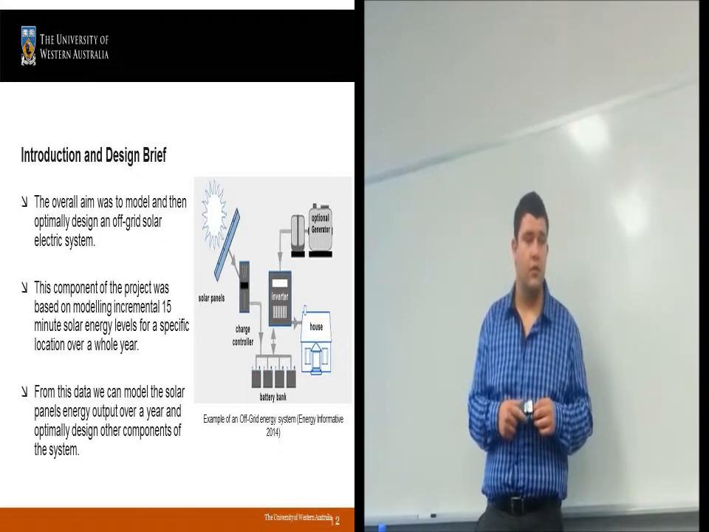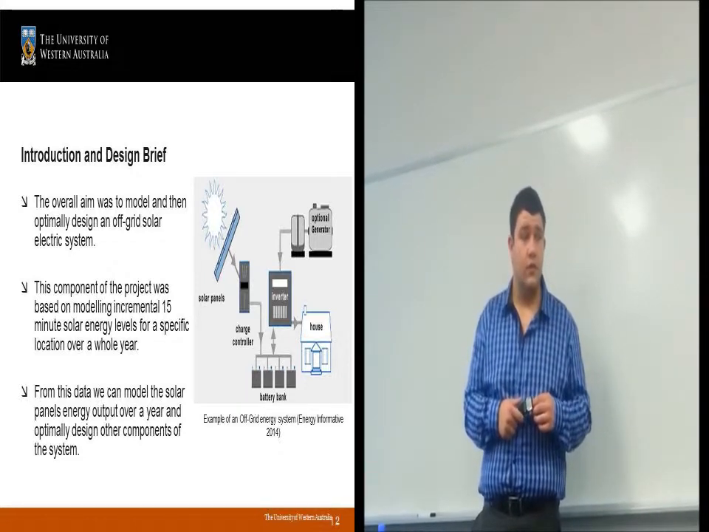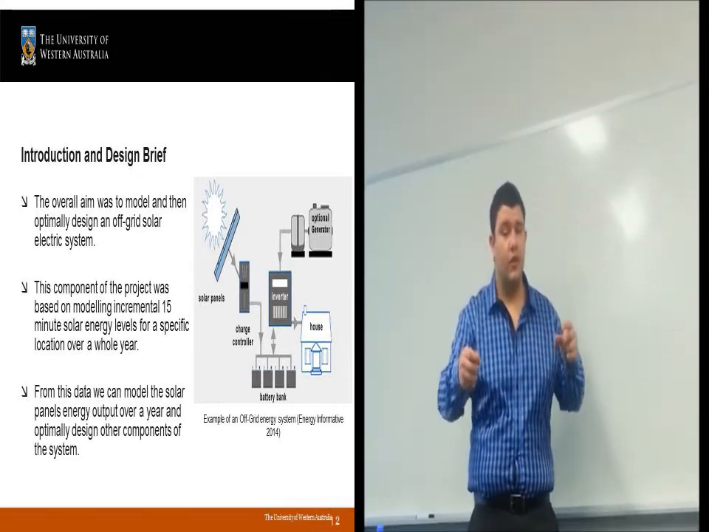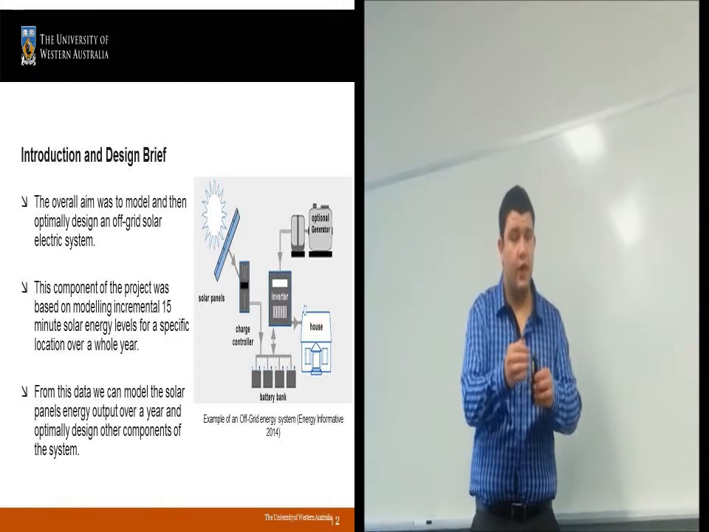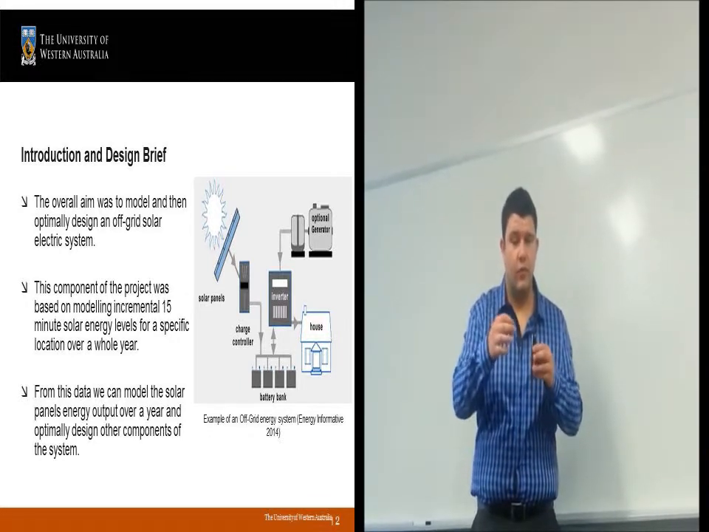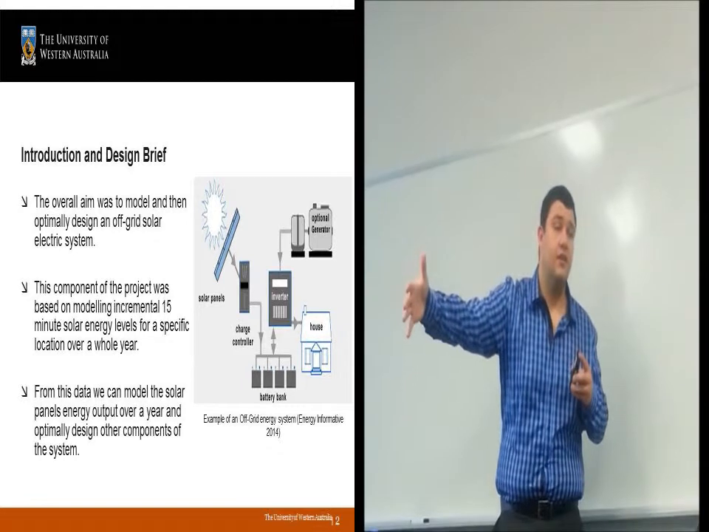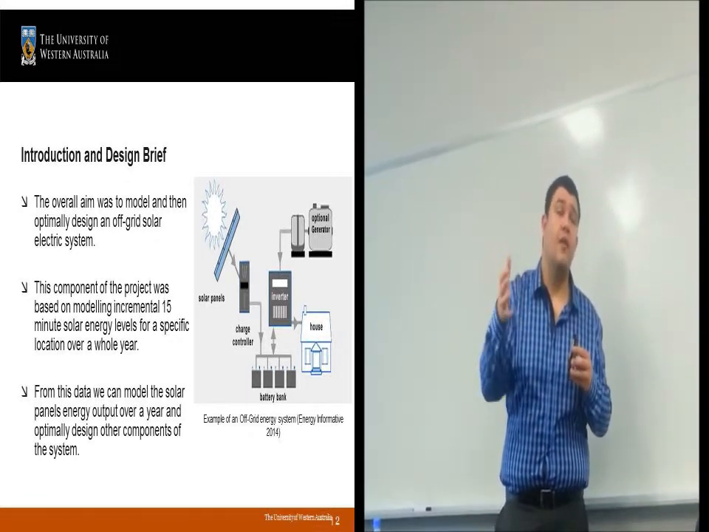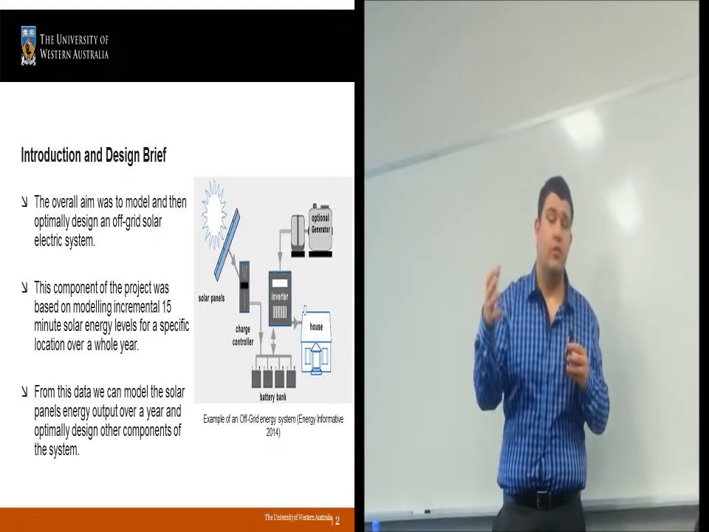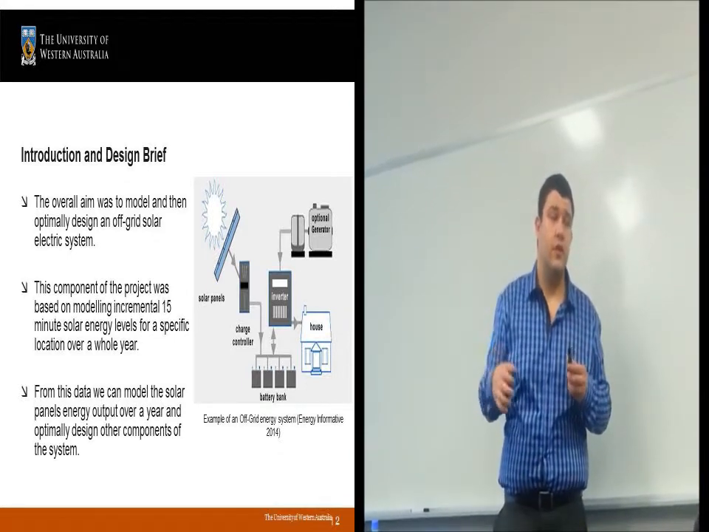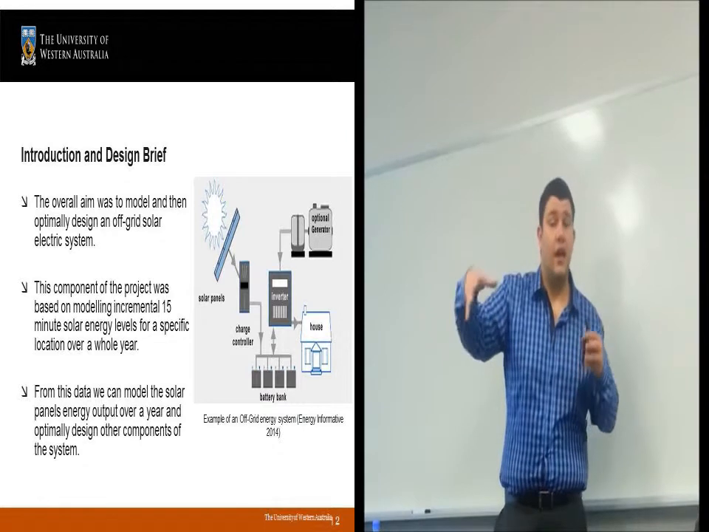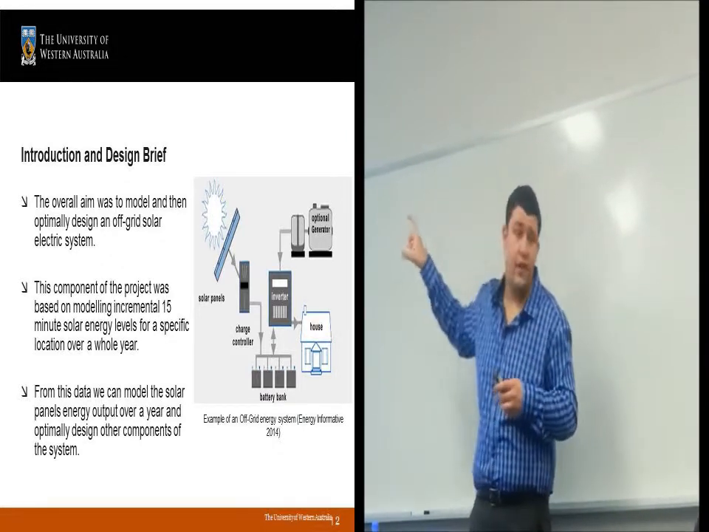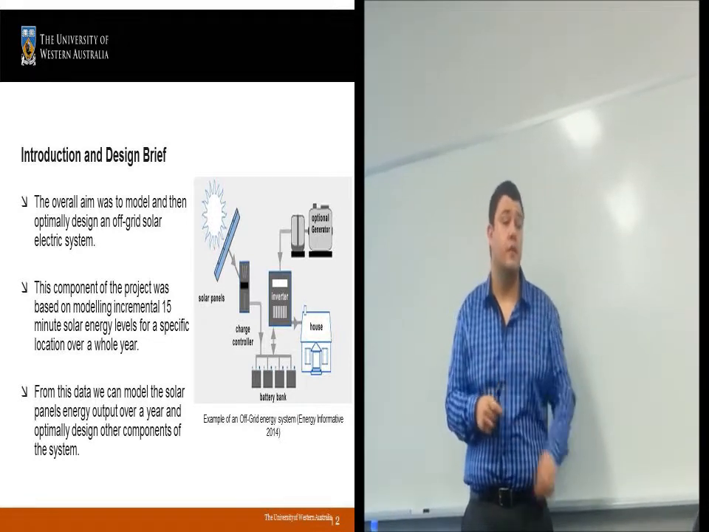It's not an irradiance distribution over a day. It simulates a model, so it will model for 365 days. Every 15 minutes it will model how much irradiance there will be on your solar panel for 365 days, and then we can use this information to optimize the other variables of the off-grid setup. Okay. Thanks.